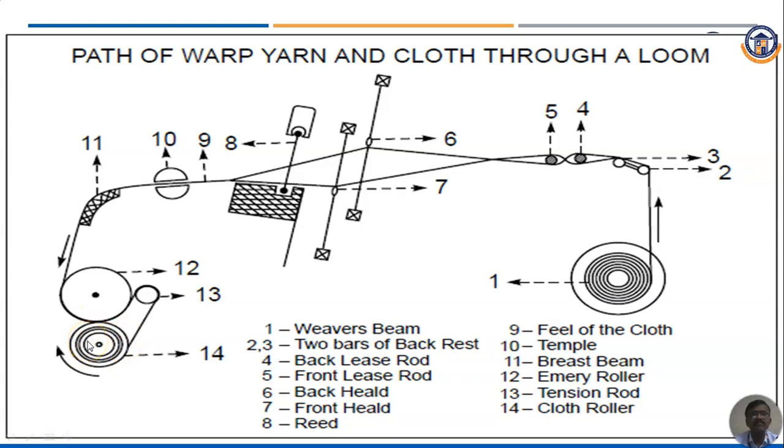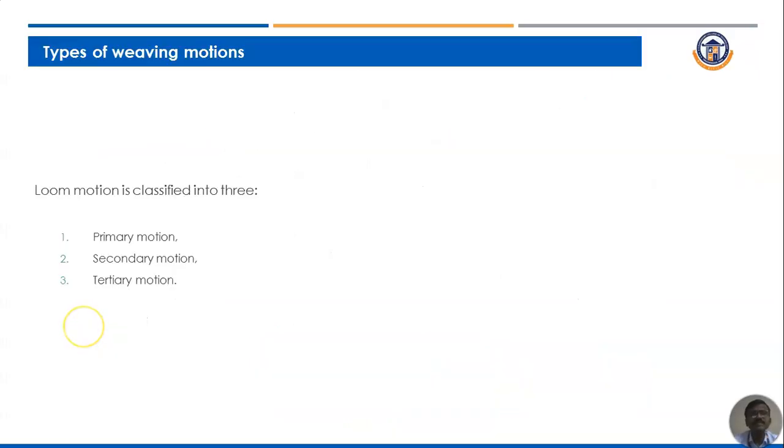This is the path of warp yarn and cloth through the loom. The weaving motions are mainly classified into three different categories: primary motion, secondary motion, and third, tertiary, or we can call it auxiliary motions. In any weaving machine, the auxiliary action is a part of that.